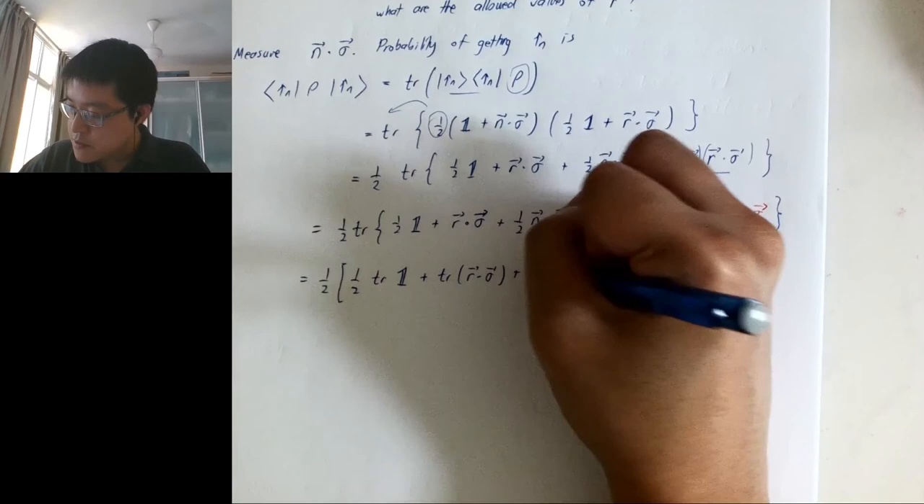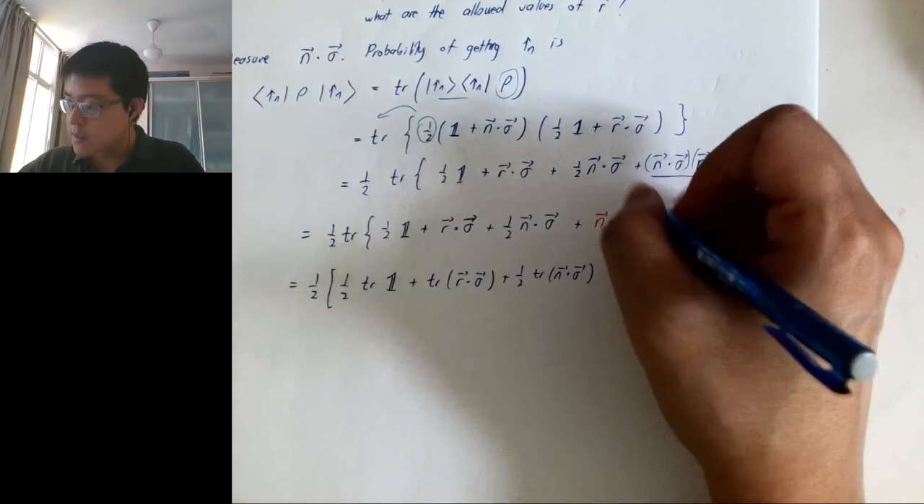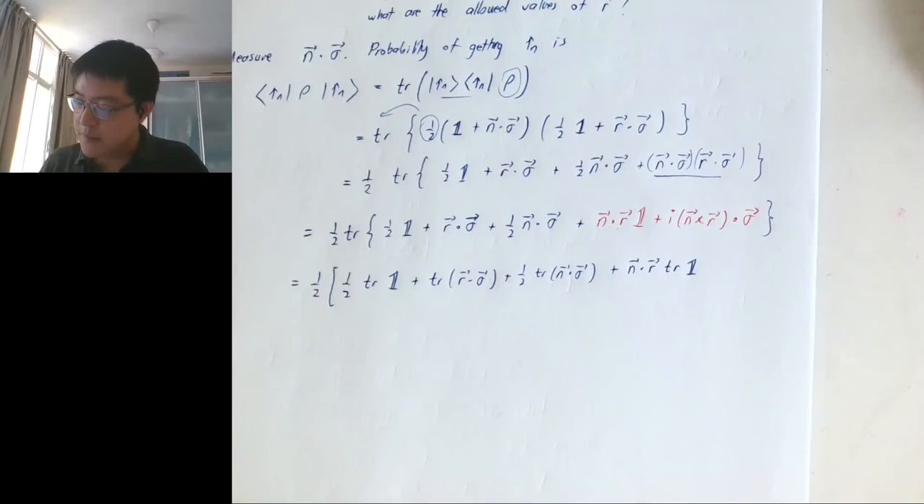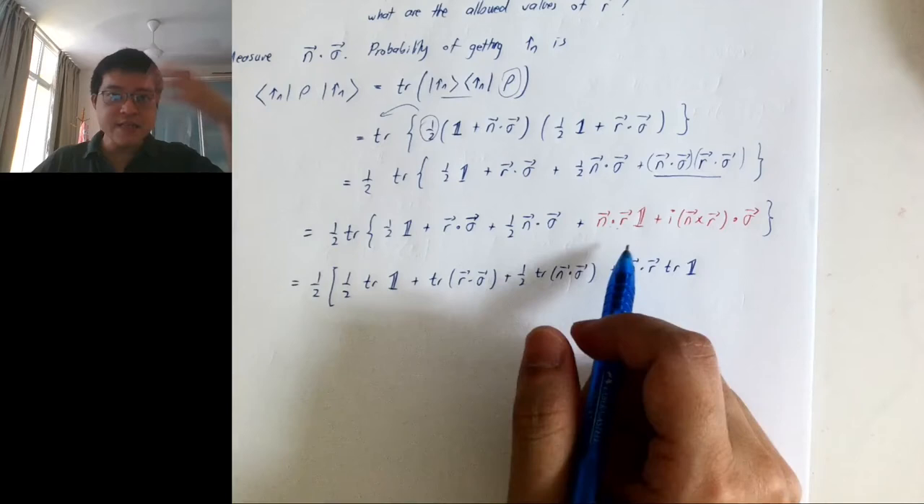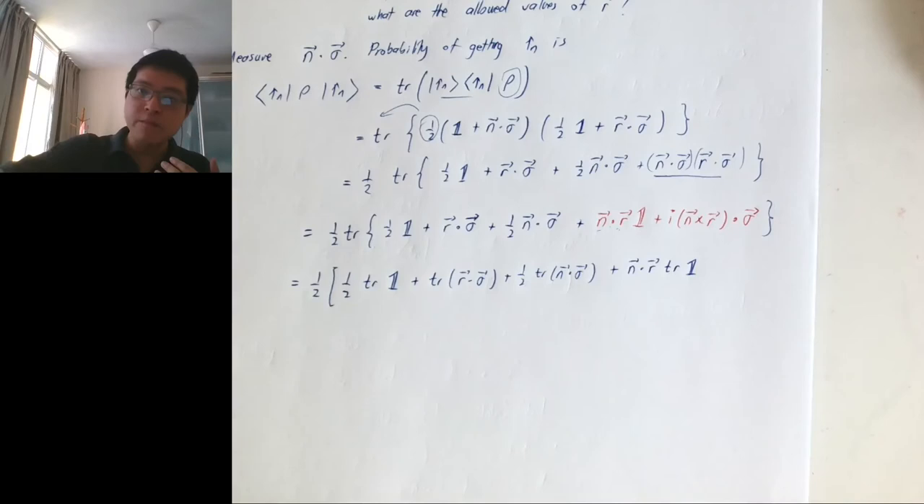Okay, and then plus n dot r is a number. This is not the operator here, it is 1, so it's n dot r times trace of 1. If you're not used to it, you have to be careful, because some things are operators, some things are numbers, so you need to keep track in your mind which are numbers. So this is n dot r, it's just two vectors with number components, dot product is a number. The operator is here, so that's why I take it out of the trace.